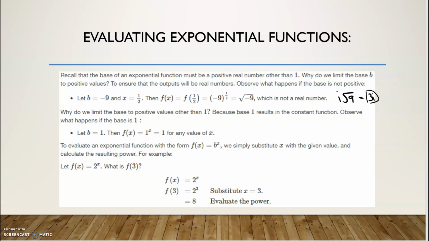So to evaluate an exponential function of the form f of x equals b raised to x, all we have to do is substitute x with the given value and calculate the resulting power. So for example, if we have f of x is 2 raised to x, then what is f of 3? Well, I'm going to change x and substitute 3. Then I have 2 raised to 3, so 2 times 2 times 2. This is 4 times 2, and this is 8. So my answer would be 8. The function evaluated at 3 is equal to 8.